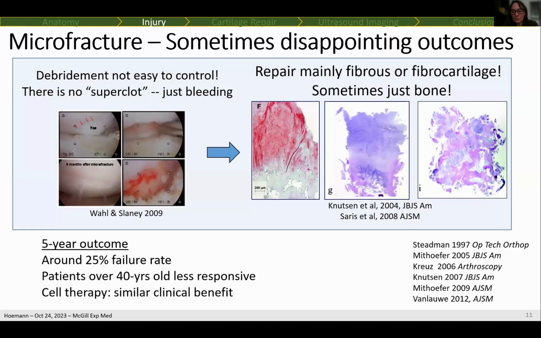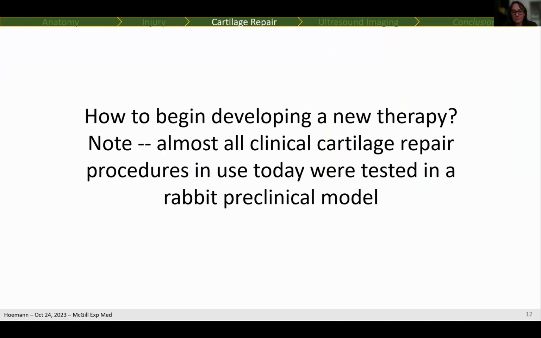Well, the technique was really pioneered by Steadman in the 1990s, and he kept talking about a superclot forming, and this blood clot somehow draws all these wonderful cells from the bone marrow to regenerate articular cartilage. But then people started taking biopsies and realized, well, not in everybody, and the older the patient gets, the less it looks like cartilage. So we want to develop an implant to maybe favor a more articular cartilage regeneration. And how do you begin developing a new therapy for microfracture?